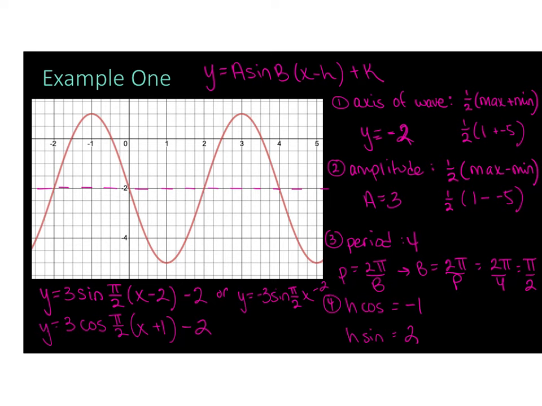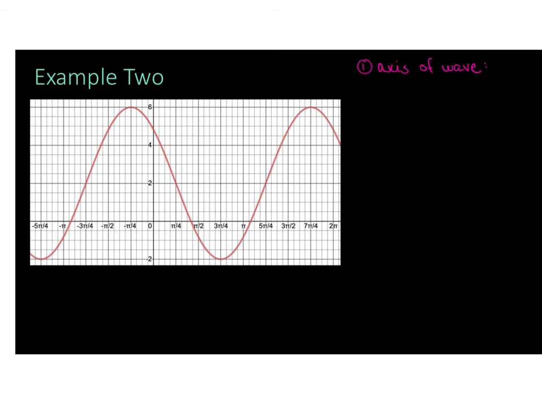So let's look at the second example. Again, the first thing that I will find is the axis of wave. Maybe you can visualize that it's going to be at y equals 2, so k will be 2, which is what you'll get if you do 1/2 of 6 plus -2. So half of 4 is 2. My axis of wave, again, is at y equals 2, so k is 2. I'm going to draw that in. Next, I'll find the amplitude.